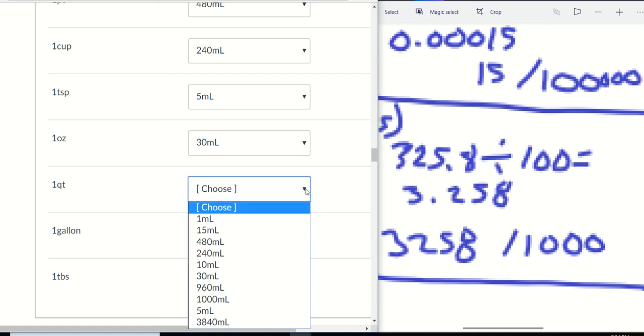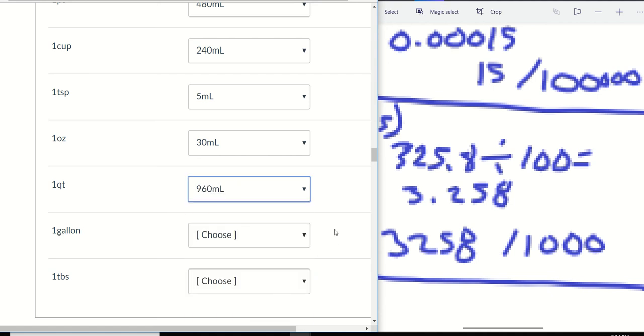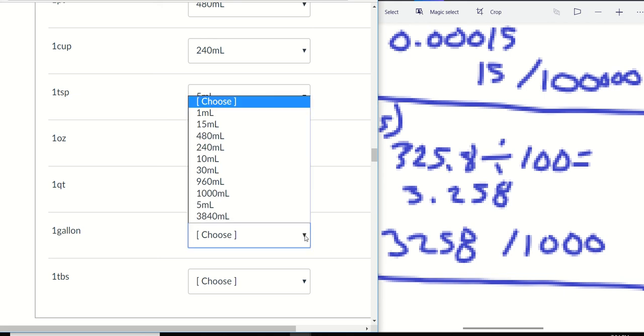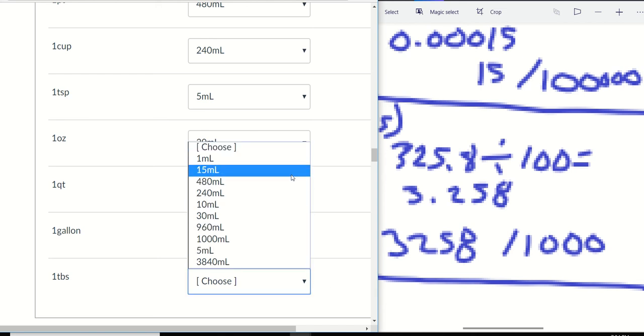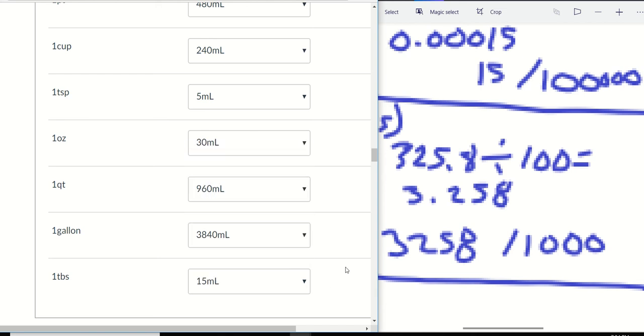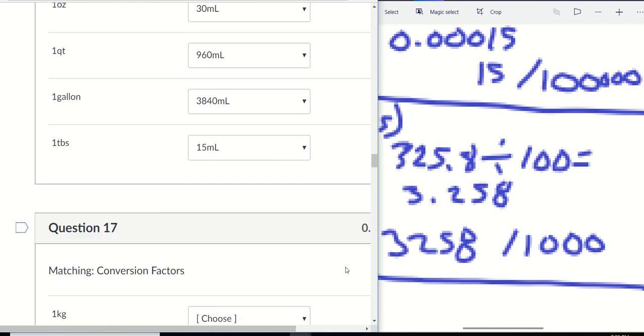Quart, the big one, 960. So pints and quarts, a lot of times we interchange those. 4 quarts is a gallon, 3840. And then a big spoon is 15 mL. So please use these approximations. Don't use the exact, because that'll give you something different. We want to use and stick with these conversion factors.